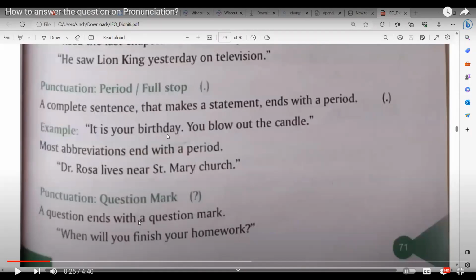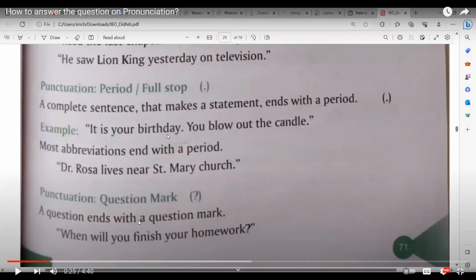Okay. Now, what happens? A complete sentence that makes a statement ends with a period. So when we make a statement with a complete sentence, we use the full stop. When we ask a question to someone, we end the sentence with a question mark. Is it clear to everyone? Yes, ma'am. Tuhin, is it clear?